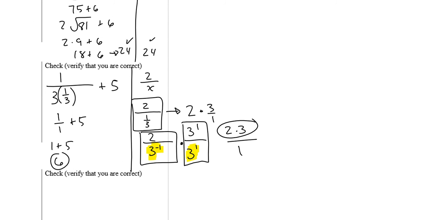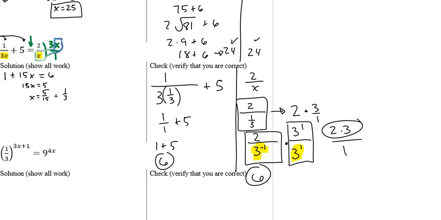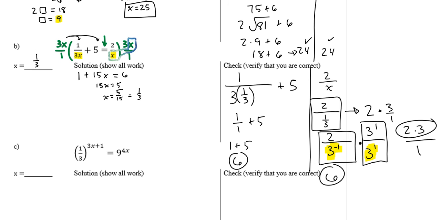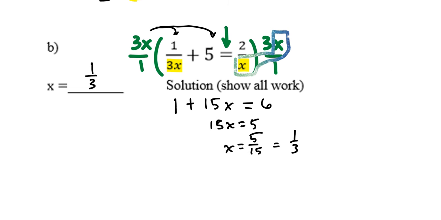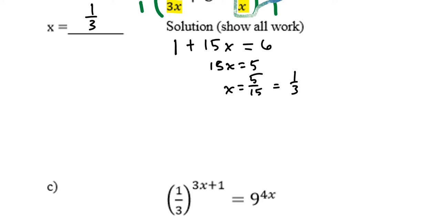So 2 different ways we've seen this here. We do get 6 on each side when x is 1/3. So that's our solution for B. X has to be 1/3. Let's take a look at C.